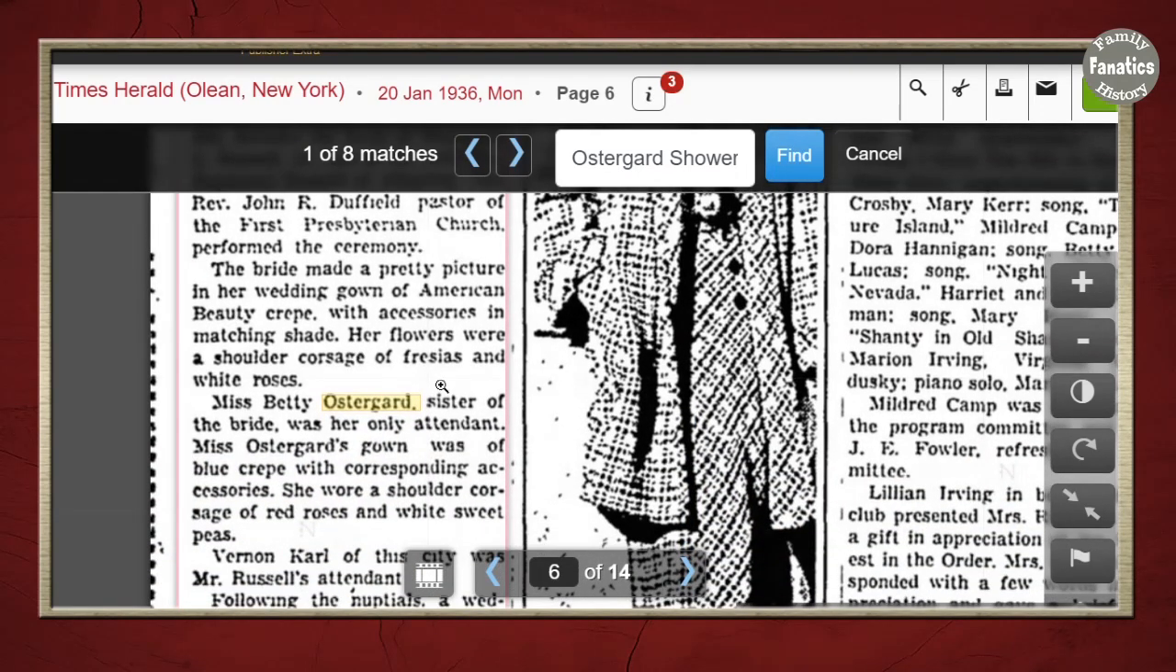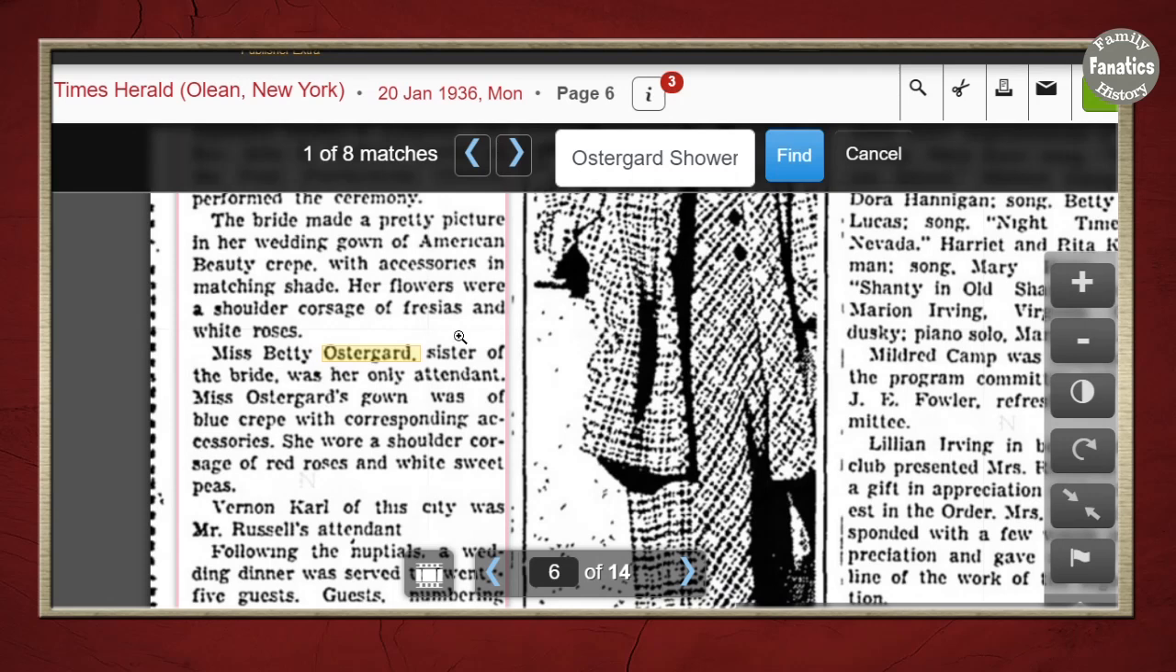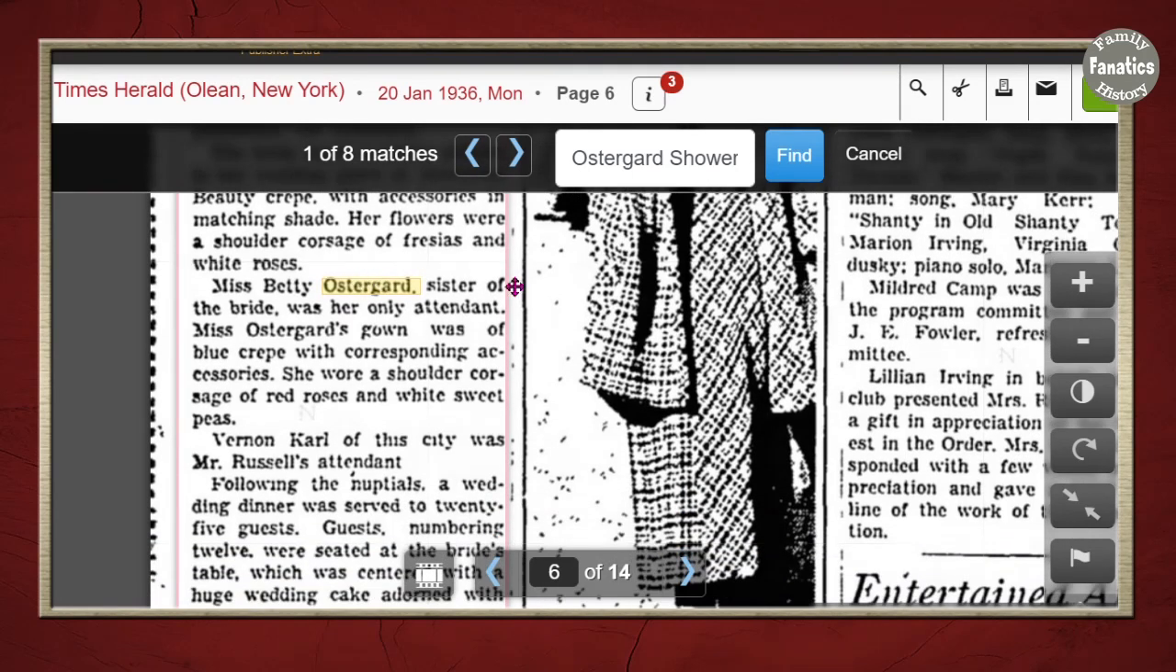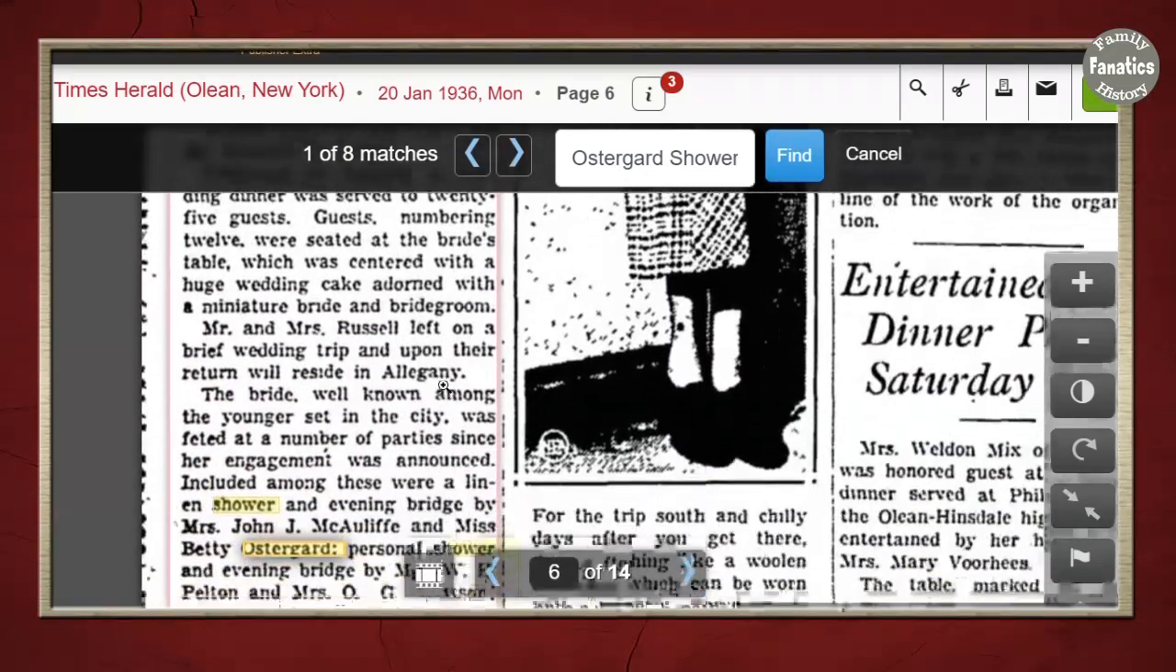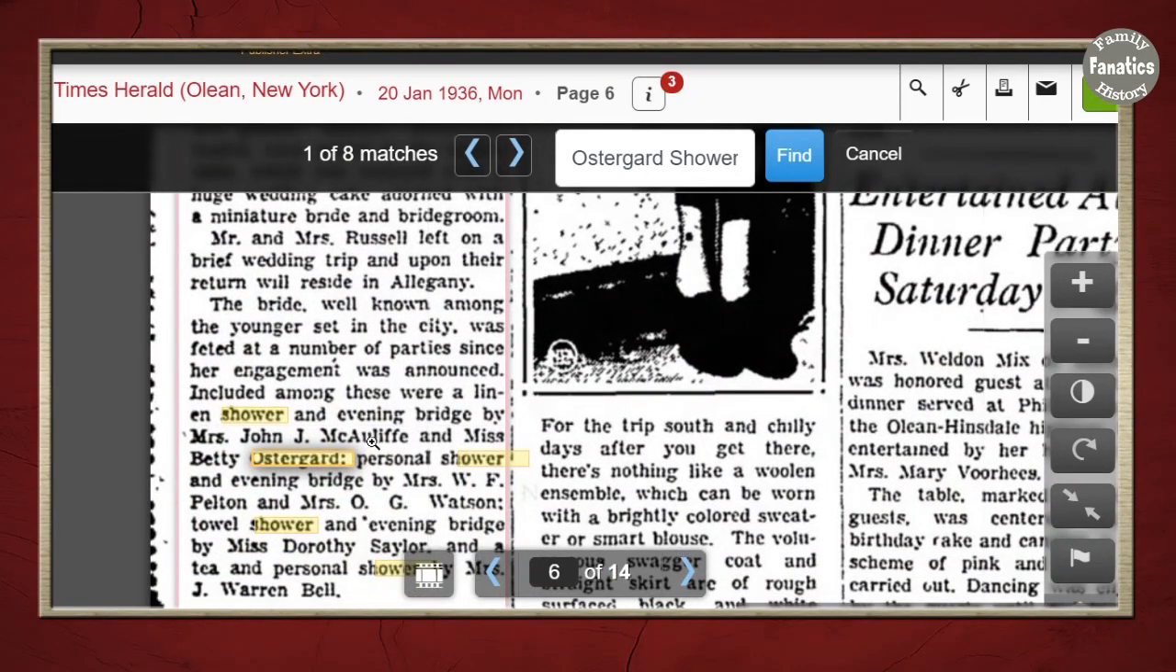She made a pretty picture when we talked about the gown. We love these kinds of records. A sister of the bride was her only attendant. But then again, we had the shower. There was a linen shower and evening bridge by Mrs. John J. McAuliffe and Miss Betty Ostergaard. So shower can pick up notices.